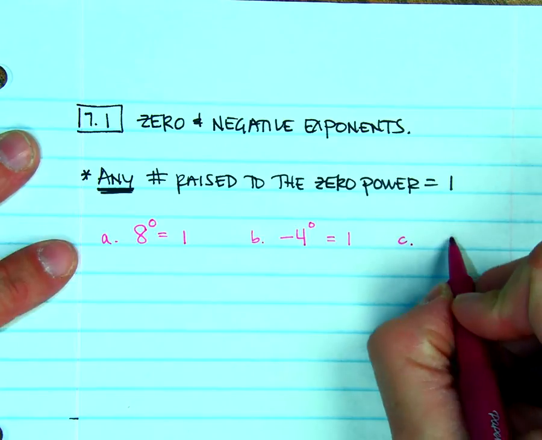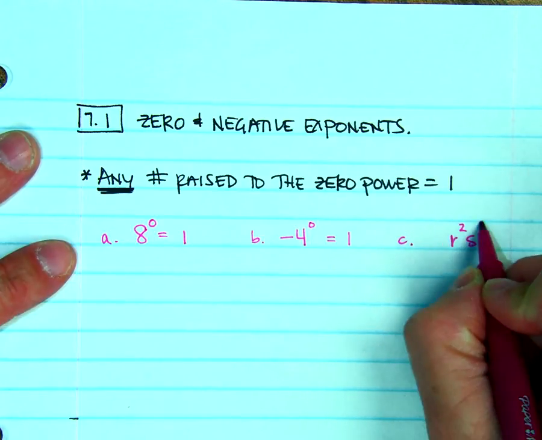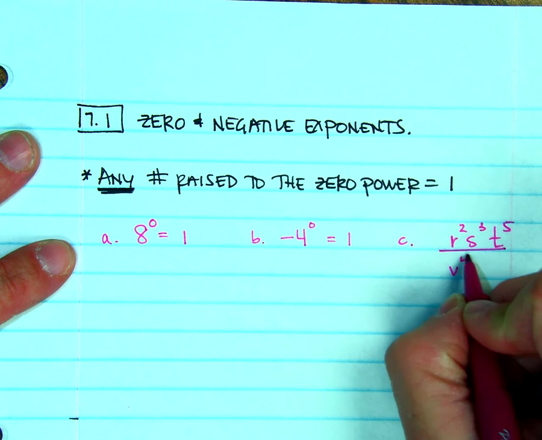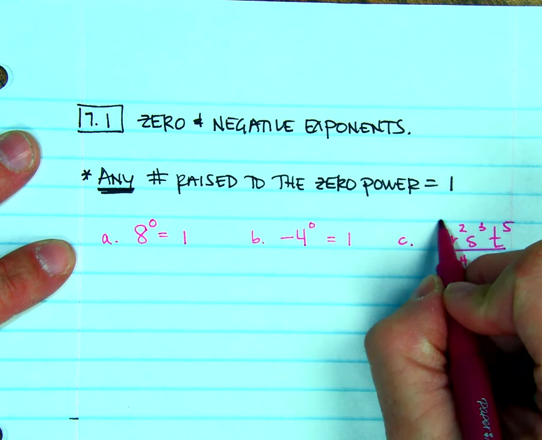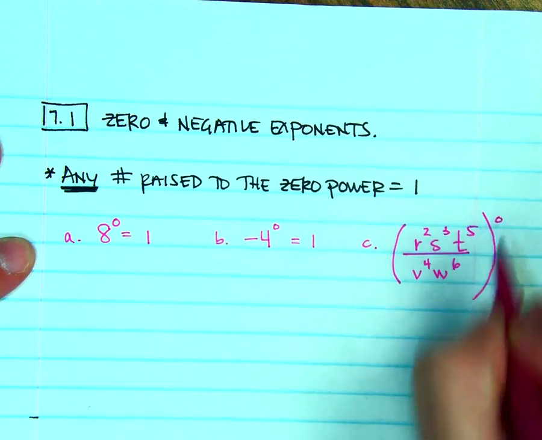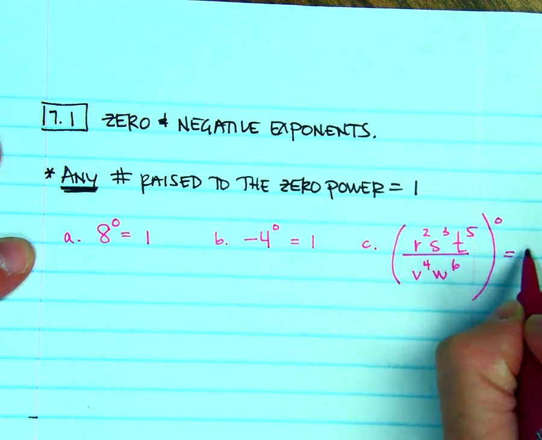And if you have something that looks pretty nasty, like this, if that entire quantity is raised to the 0 power, it equals 1.